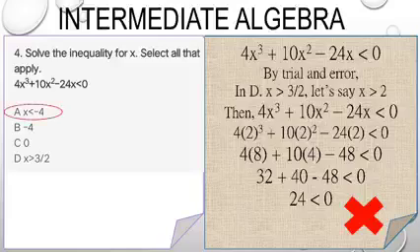So the only answer na meron tayo that satisfy the inequality is only letter A, where x is less than negative 4.